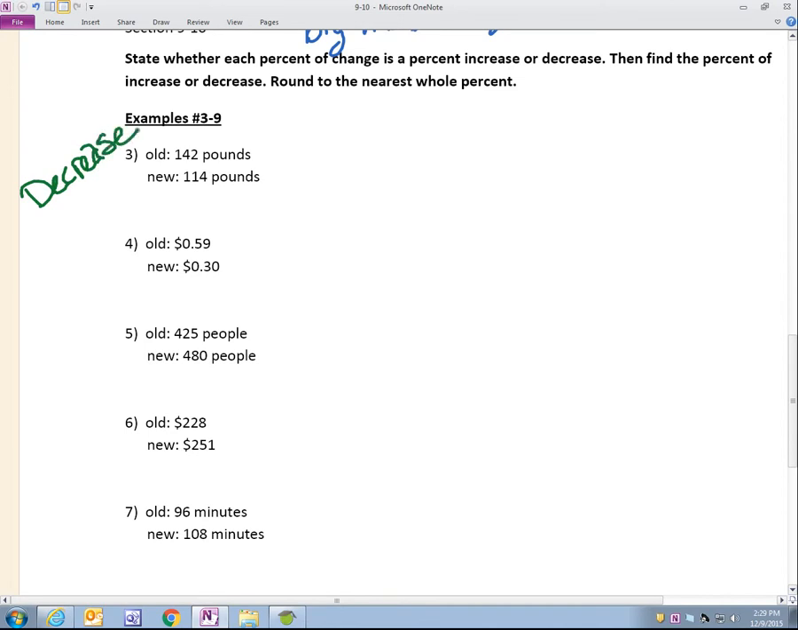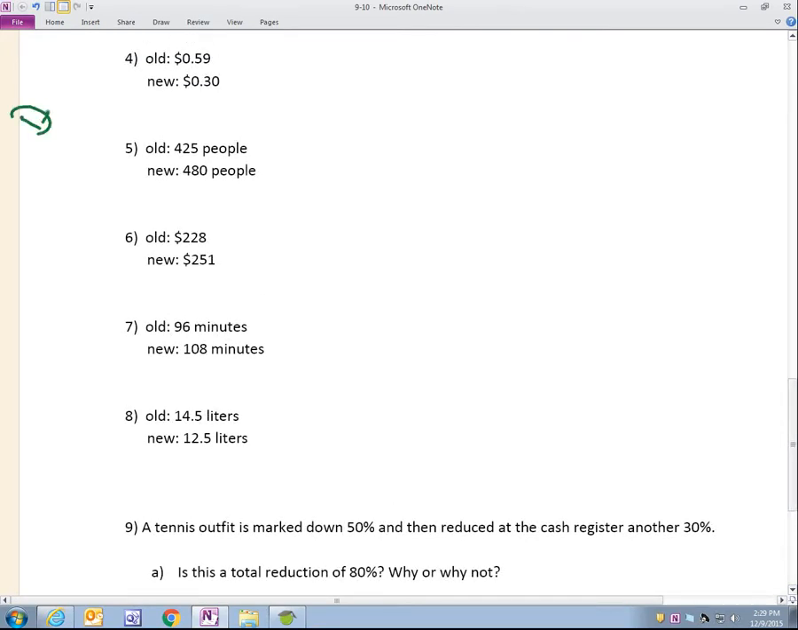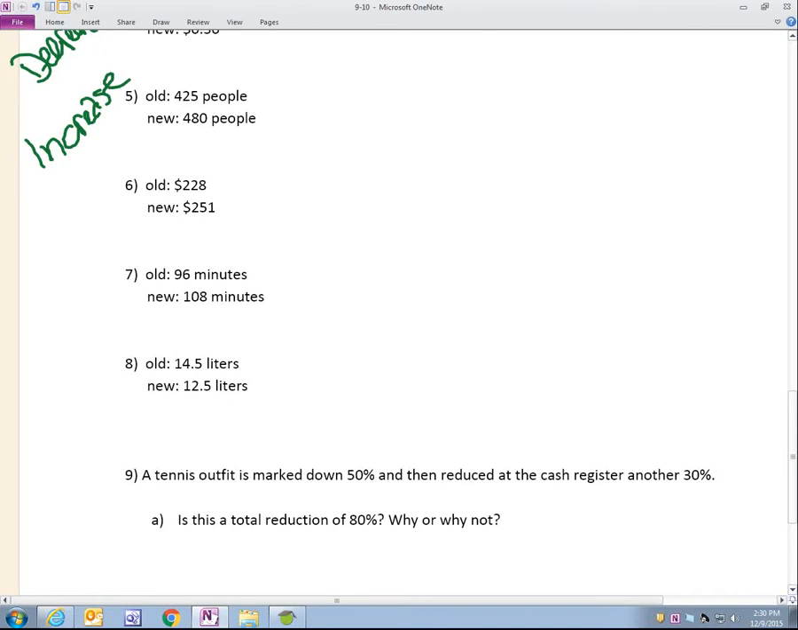This is easy. Next one. The old is 59 cents. The new is 30 cents. What is it? Decrease. Next one. This one is increase. I just read it as 425 old people. So if you flip that and that, it says... Okay, it's increase. The old number was $228. The new is $251. Increase.